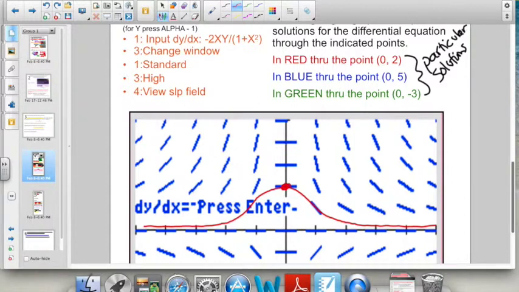Since our tangent lines slope down and away, our function better go down and away in that direction. Since our tangent lines slope down and away in this direction, our function better travel down and away in that direction as well. What about 0, 5? 1, 2, 3, 4, 5. 0, 5 is right here.